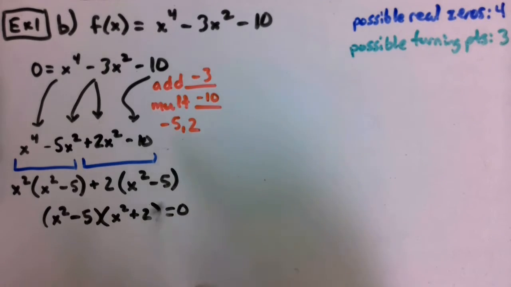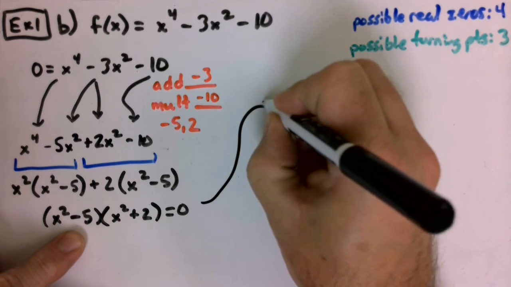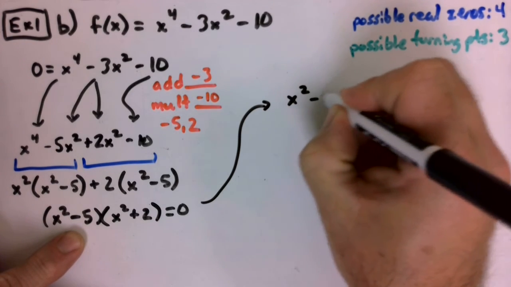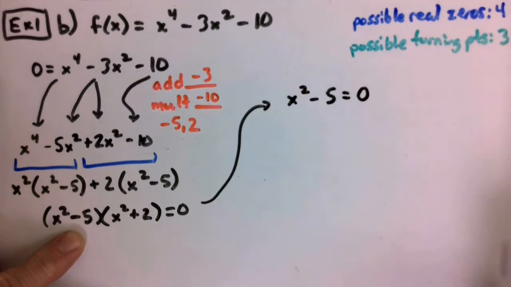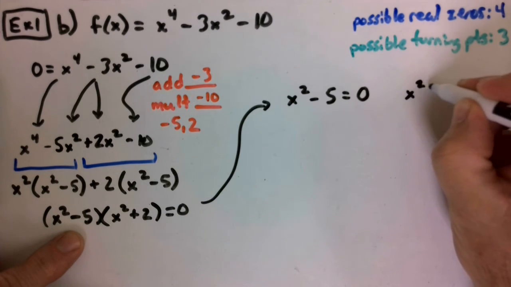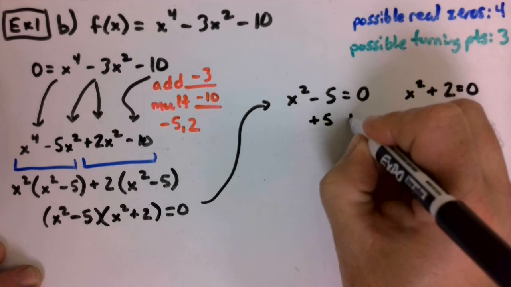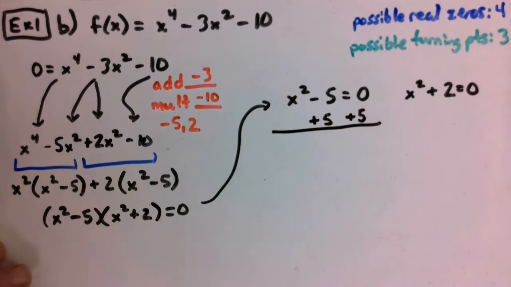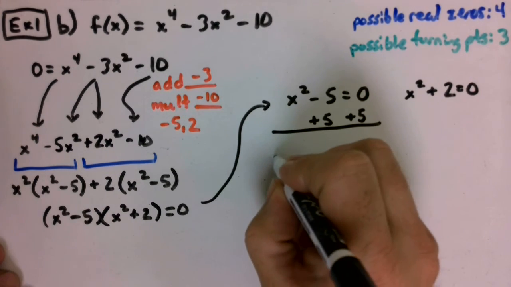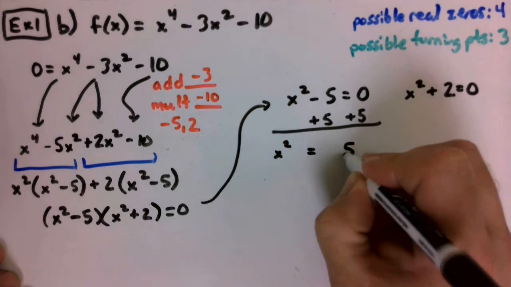We have 2 things being multiplied together that equal 0. In order to solve that, we just set each one of those parts equal to 0. So the first set of parentheses, x squared minus 5, we'll set equal to 0. X squared plus 2 equals 0 is our other equation. And if we solve both of those, in this first equation we will need to add 5 on both sides. That gives me x squared is equal to 5.